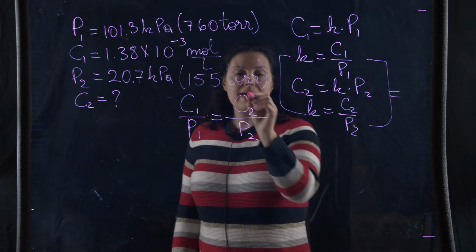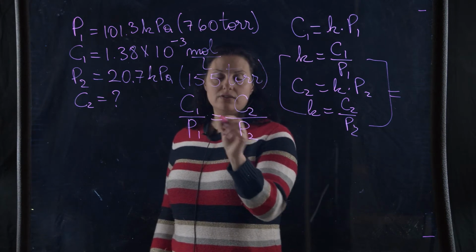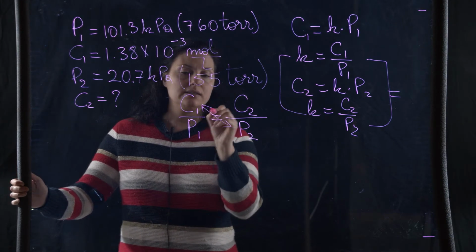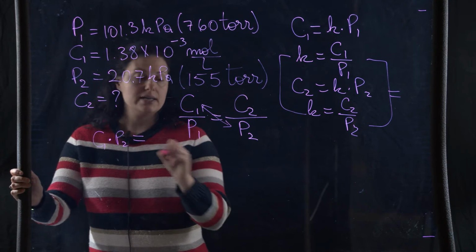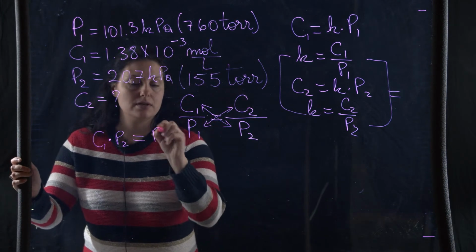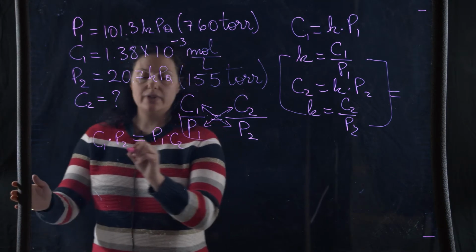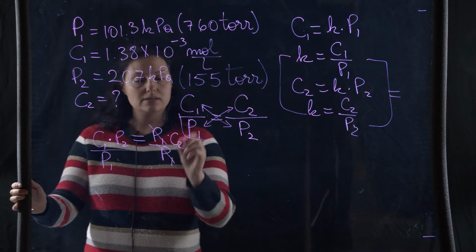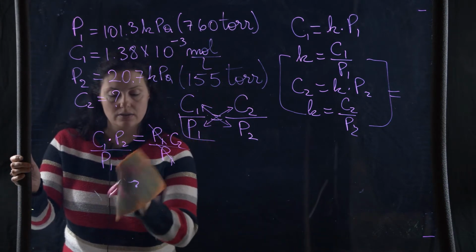I'm asked to find C2, so to isolate that, I cross multiply and I set the products equal to each other. My first cross multiplication is C1 times P2. C1 times P2 is equal to the next cross multiplication product, P1 times C2. To isolate C2 then, I divide both sides by P1. P1 cancels, so C2, let me rewrite it a little further down.